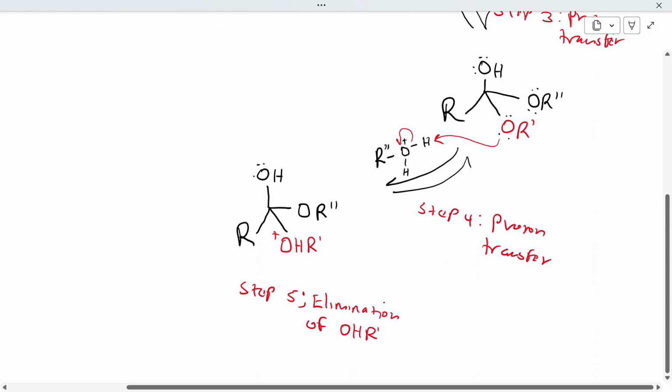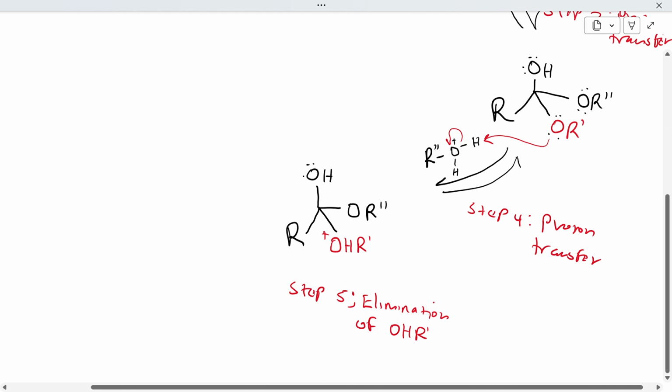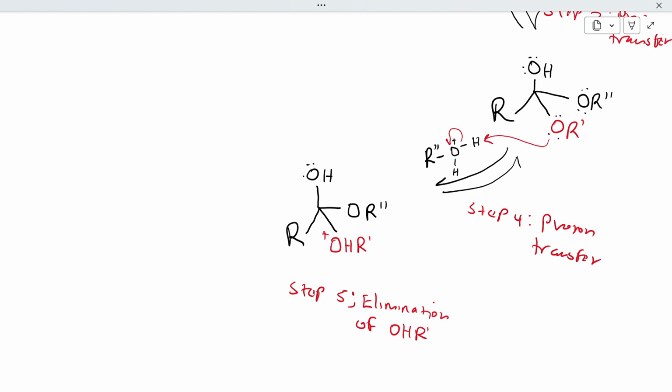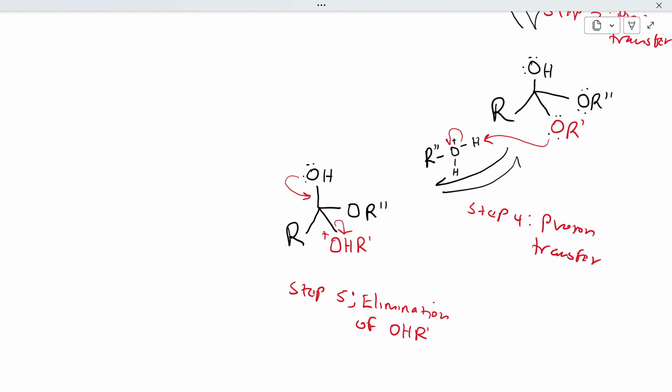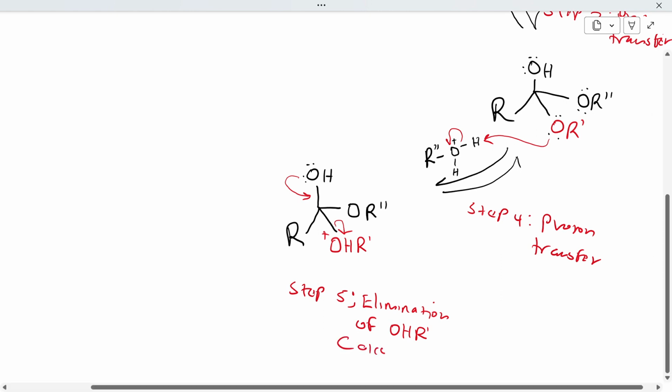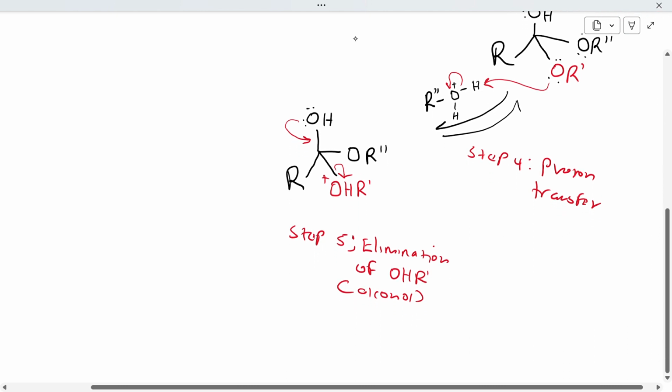Now, what is going to happen here? One of the lone pair of electrons found on oxygen is going to be shifted into the molecule. So what is going to happen? We are going to have a situation where that is going to happen. Then this one is going to be expelled. OHR. So our OHR here can also be called an alcohol. Always remember that.